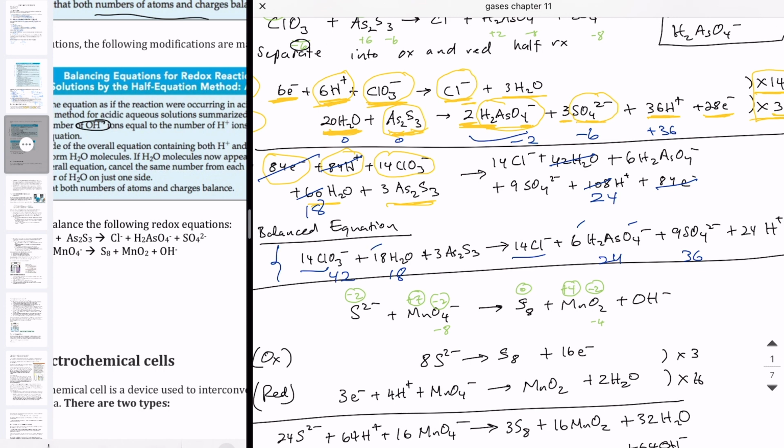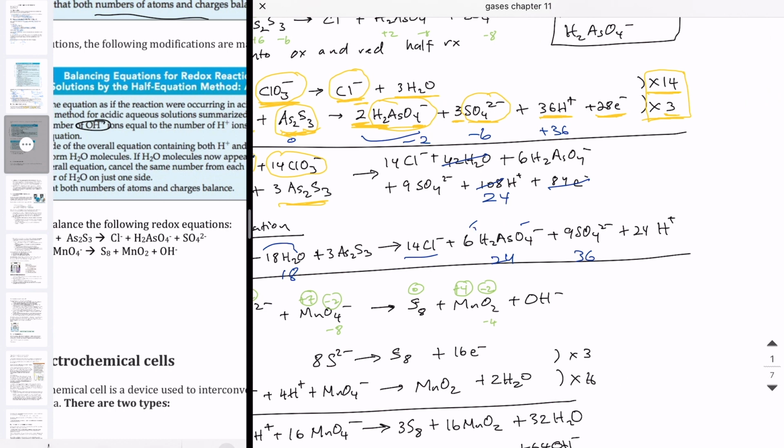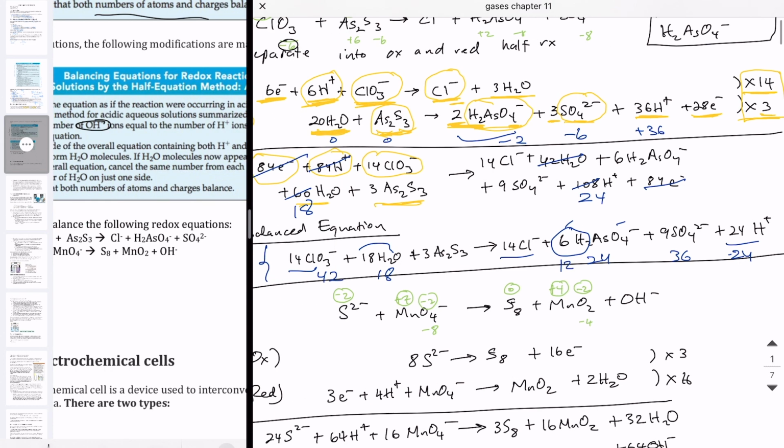The hydrogen, we have 18 times 2, so that's 36. On the right side, we have 6 times 2 here, that's 12. And then we have 24. 24 plus 12 is 36, so that matches. And then the As and the sulfur both also match. Okay, so everything looks great in terms of the elements.